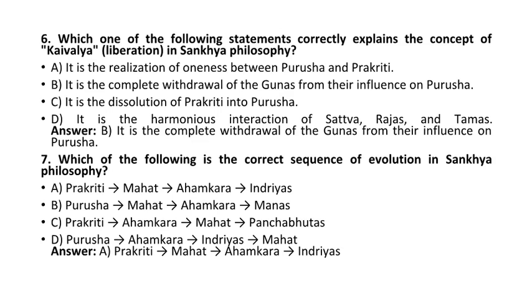Question 7 is, which of the following is the correct sequence of evolution in Sankhya philosophy? A. Prakriti, Mahat, Ahamkara, Indriyas. B. Purusha, Mahat, Ahamkara, Manas. C. Prakriti, Ahamkara, Mahat, Panchabhutas. D. Purusha, Ahamkara, Indriyas, Mahat. Answer A. Prakriti, Mahat, Ahamkara, Indriyas.